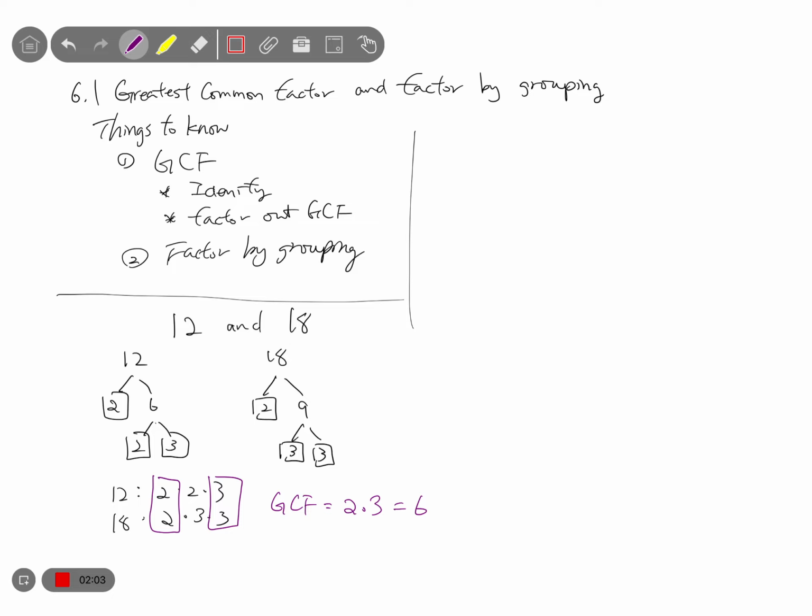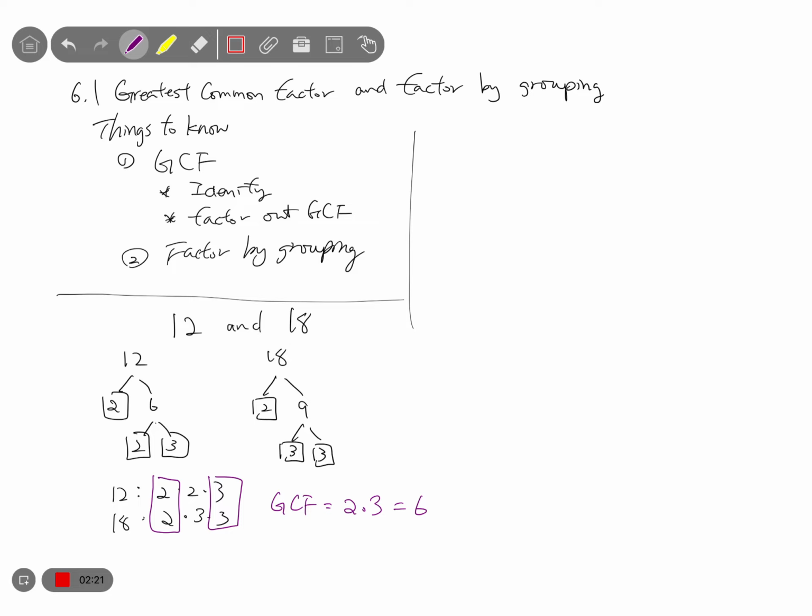Notice they have a 2 in common, so it doesn't mean that we have two 2's. When we're talking about GCF, we're not talking about two 2's. We're talking about they have a 2 in common, and they have a 3 in common. So those are what we consider for the GCF.